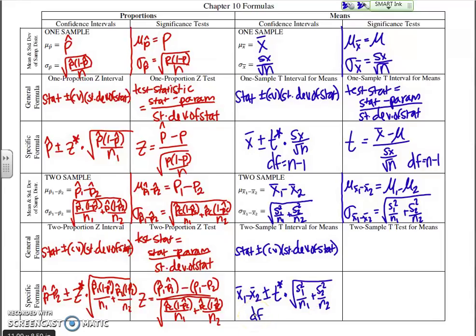Remember to list your degrees of freedom since you used a t star. And to find the degrees of freedom, this is where I said to use your calculator. The formula is too complicated. Just type it in the calculator and write down the value from the calculator.